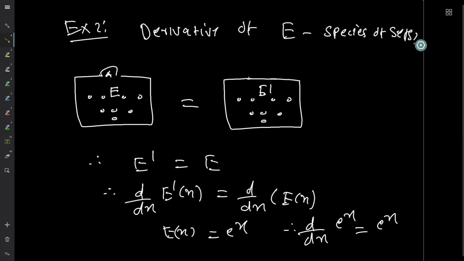So therefore, the derivative of the generating function E(x) must be equal to E(x), the generating function for E itself. So d/dx of E(x) is equal to E(x) also, which means that E(x) must be equal to e raised to x. That is the only function that we know whose derivative is equal to itself. So d/dx of e^x is equal to e^x. So we can even show that this must happen.